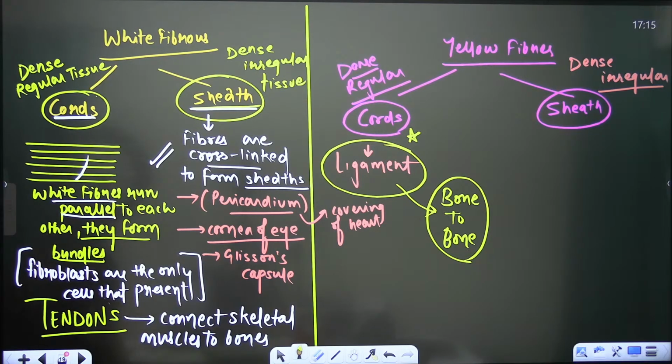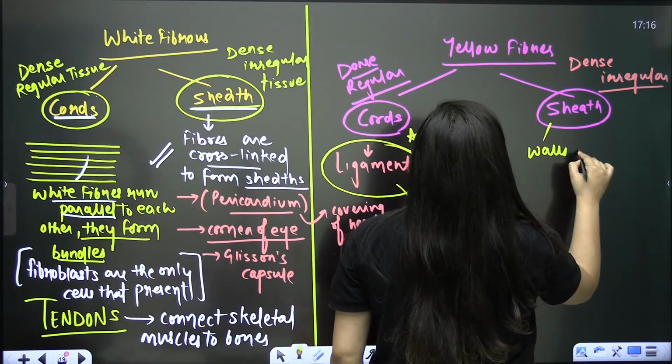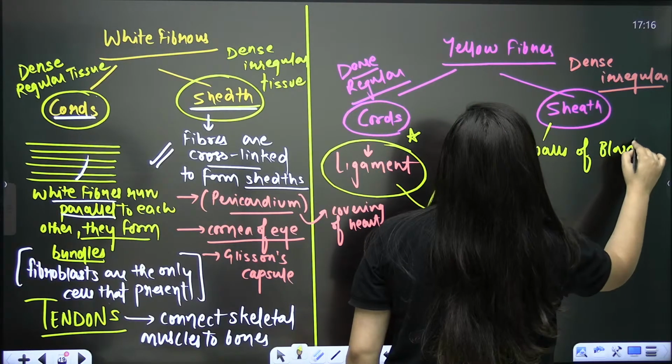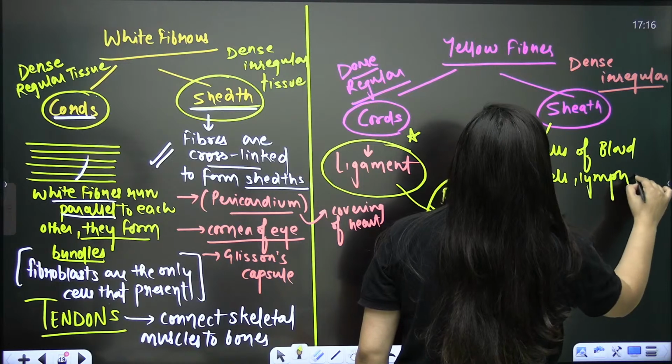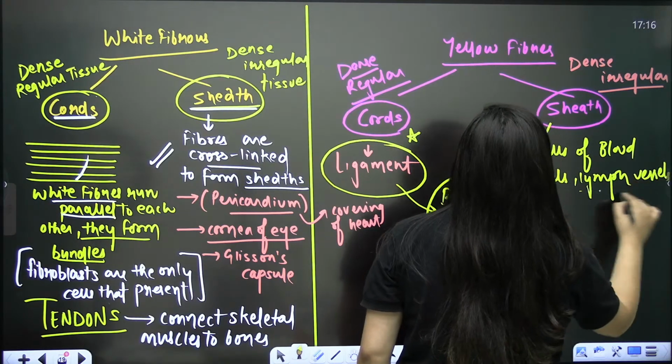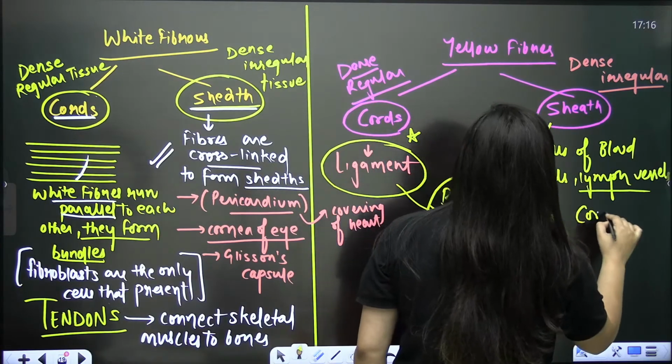So here in yellow elastic fiber, mainly you will see fibroblasts are irregularly scattered. So the example is ligament here, which will bind bones together, and in the sheets you will see the walls of blood vessels and all. Clear? Right? Here you will see the example of walls of blood vessels, and lymph vessels are having dense irregular tissue, and even your vocal cords, they are the examples. Done.